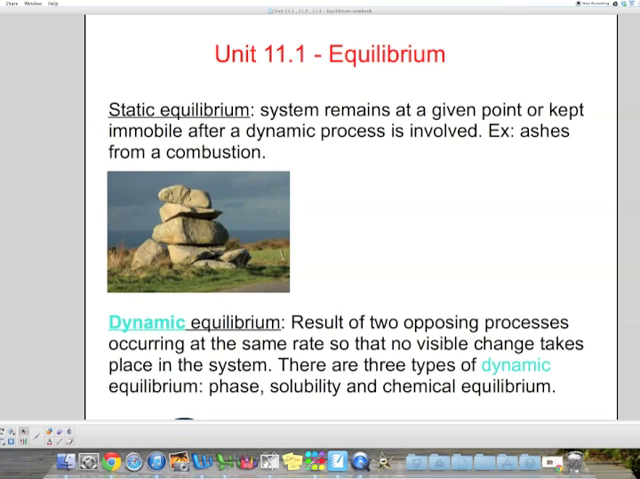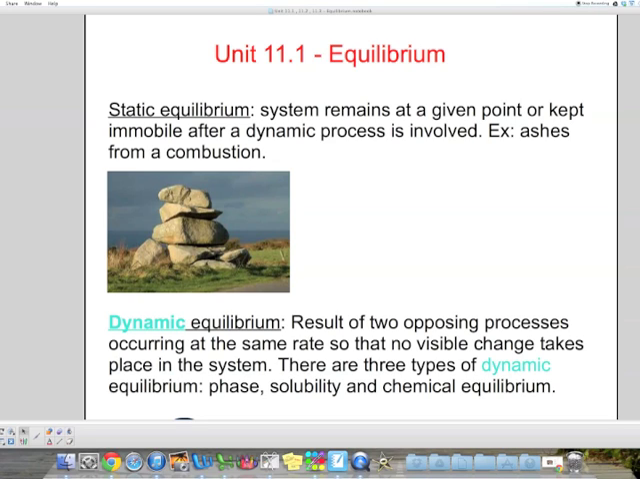Good day and welcome to your Unit 11 lesson. Actually, today we're going to do a 3-in-1, so we're going to cover 11.1, 11.2, and 11.3. So Chapter 11 is about equilibrium, chemical reactions that are at equilibrium.